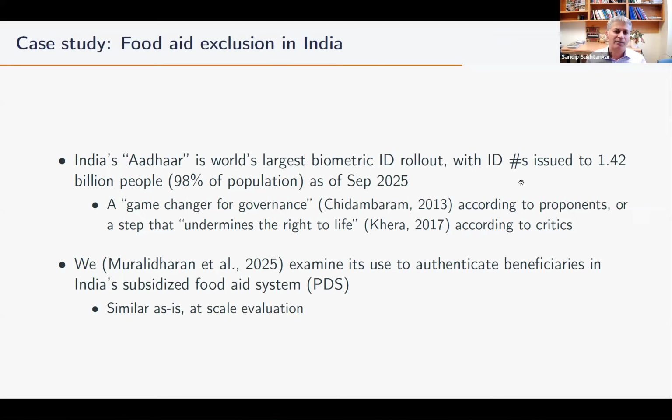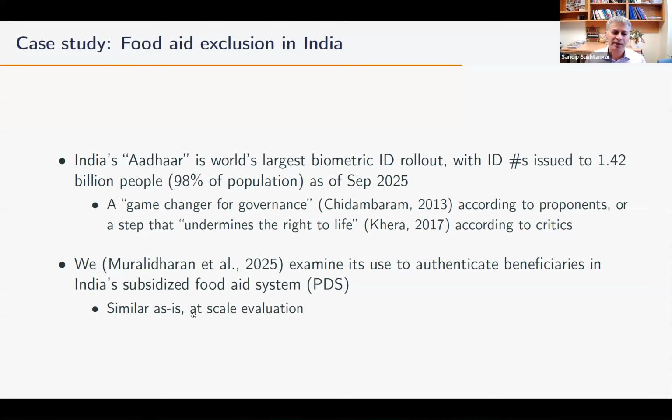People have come out on either side of this. The government at the time said it's going to be a game changer for governance. Critics said that this is going to be really problematic because lots of people are going to be excluded. So what we did was we looked at how it's used in India's subsidized food aid system, and whether it led to either benefits or costs.